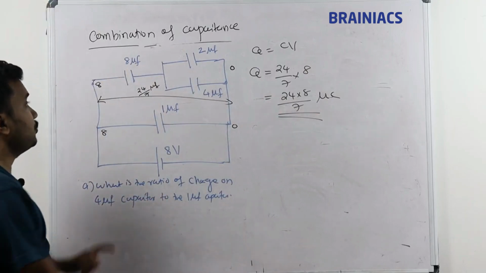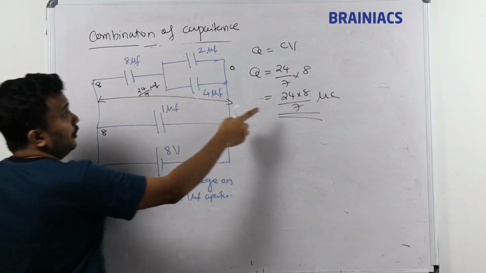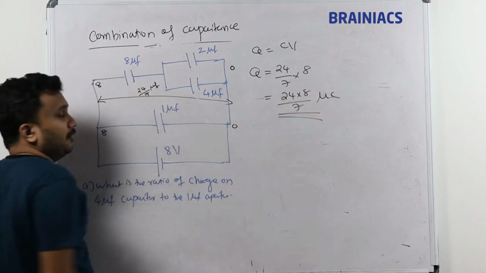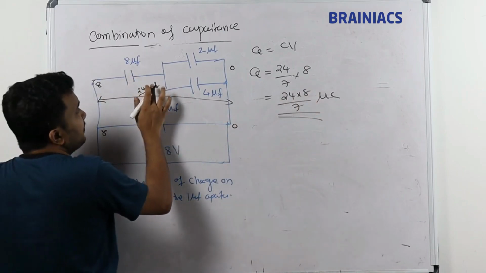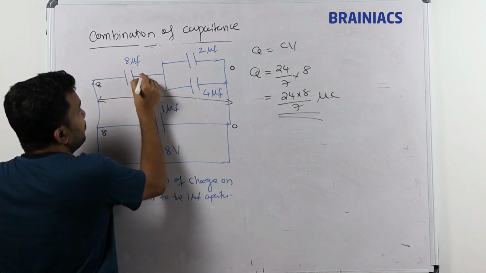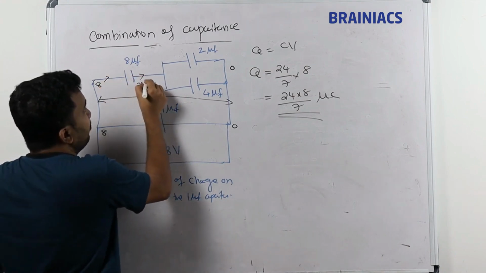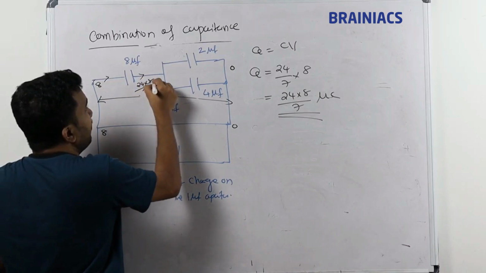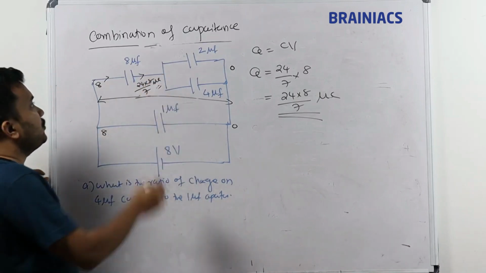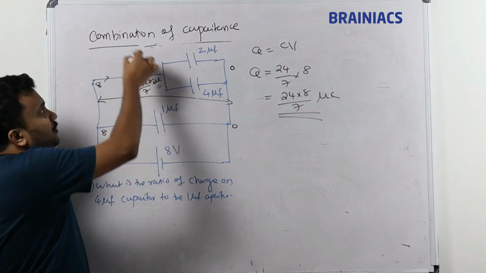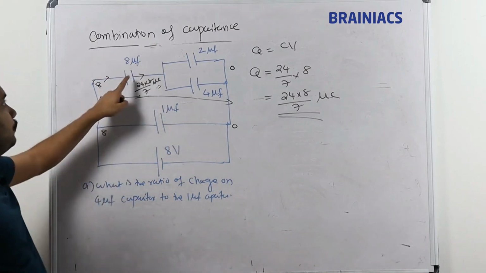What is the ratio of charge on the 4 microfarad? So 24 into 8 by 7, I am not solving that. If you want, you can solve that, but that doesn't matter. So what is the charge will be here? The charge which is flowing here is 24 into 8 by 7 microcoulomb. Once this charge comes here, based on that I can find out what is the voltage here, right? So the voltage here.